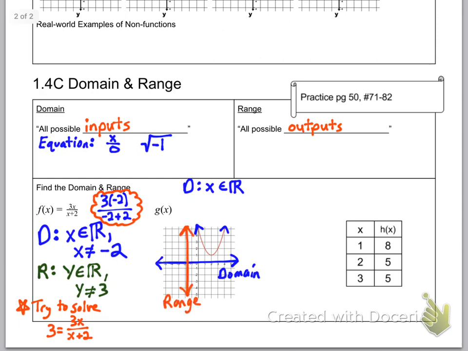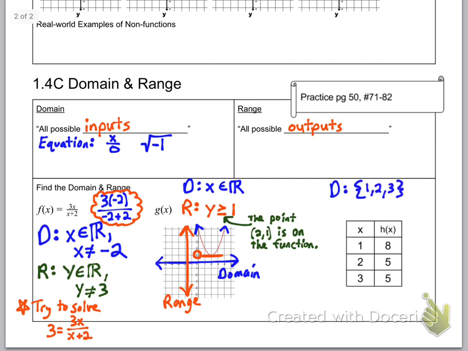Range is vertically how far up and down the graph goes, and here you can't get out anything below a certain point, because this graph stops right there. It turns around right at y equals 1. So the way we write that is we say the range is y must be greater than or equal to 1. The reason it's or equal to is because it does include the point 2, 1. That point is on the function. So the range gets all the way down to 1, so we have to say y is greater than or equal to 1.